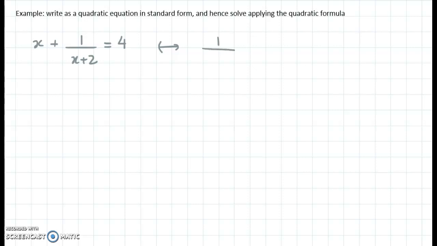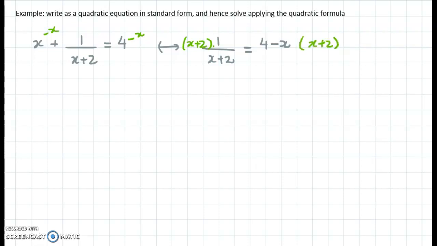So I'm going to leave 1 over x plus 2 on one side, and then on the other side, if I subtract x from both sides, I will get 4 minus x. So now the question is the one we always ask: do we like to have a fraction? No, we don't. So what we're going to do is multiply both sides of the equality by the denominator. So we are going to multiply by x plus 2 both sides.